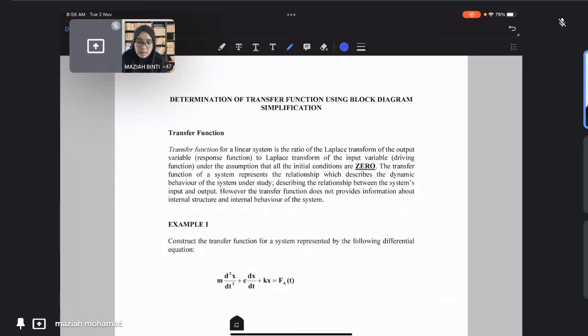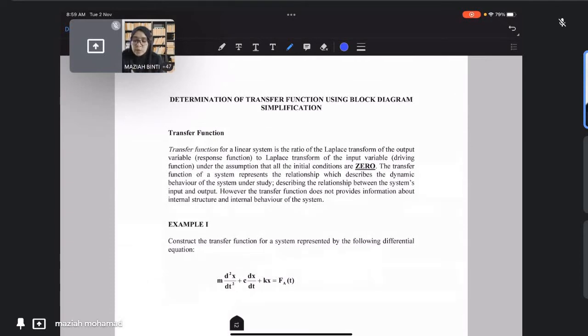So we use the transfer function to describe the dynamic behavior, meaning we want to see how the output will behave when we apply the input. We can see how it changes, normally in time. First we go up, then we go down, go up, go down. That is what we call dynamic behavior, that the behavior is changing.